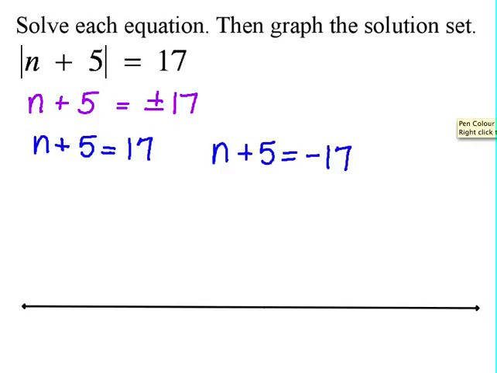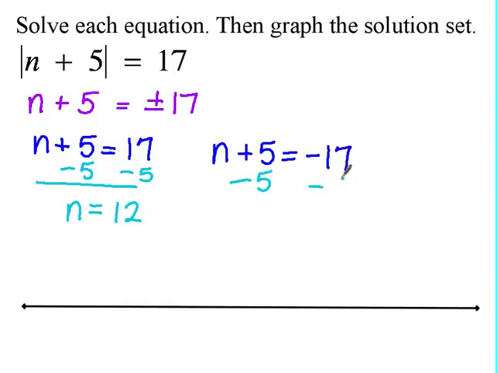So now in order to solve for n, this first equation, what am I going to do? Subtract 5. Good. So what do you get n to equal? 12. Nice job. What am I going to do over here? Subtract 5 again. But what do I get n to equal here? Negative 22. So now it says to graph the solution set.